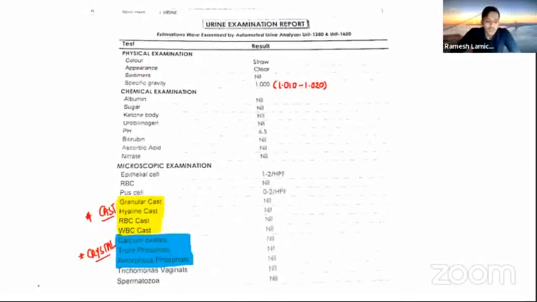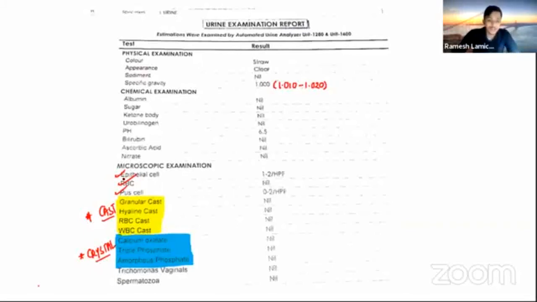The third part is the microscopic examination. In the microscopic examination, epithelial cell is a non-specific finding. It does not indicate anything specifically. Another one is RBC, which you can see in hematuria. Pus cells you can see in urinary tract infections.